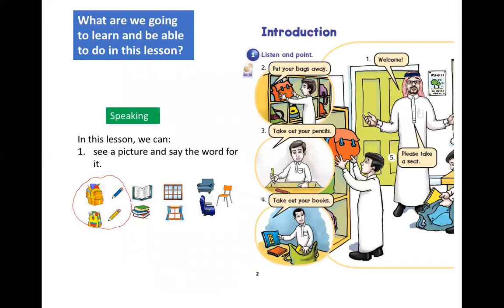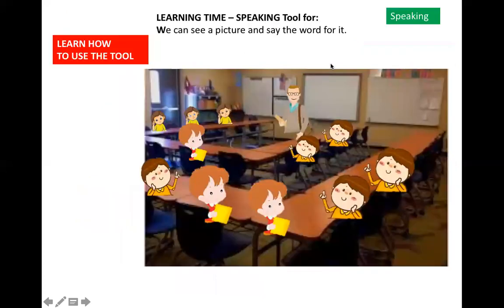Now, speaking part. Again, here's the book. There are 2 pages. I just showed you 1 page. And in this speaking, the students will say, we can see a picture, and say the word for it. And again, we're going to concentrate on the words that we just learned. Let's learn the tool. What shall we do first?